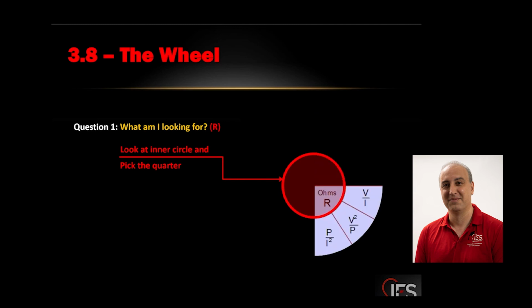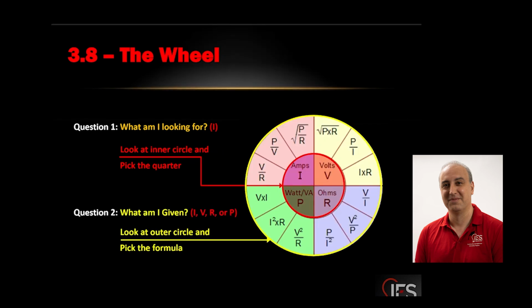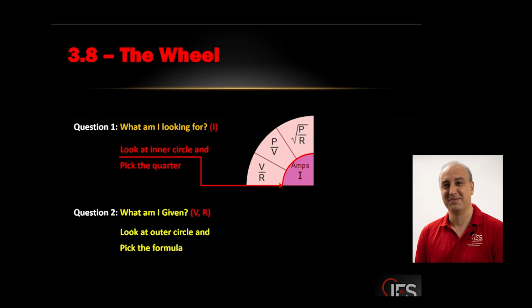So then I have to see, what am I given, right? We said we got to have two of these. So let's look at an example. I'm looking for I, and I'm given voltage and resistance. Now I look at the outer circle. So I pick the quarter. I'm looking for I, so that's the quarter I want to be in. Then what am I given? Voltage and resistance. Which one of these formulas has voltage and resistance? Bottom one, right? So it tells you all you have to do is plug in your numbers. Voltage divided by resistance gives you I.